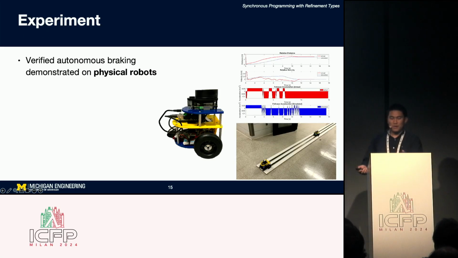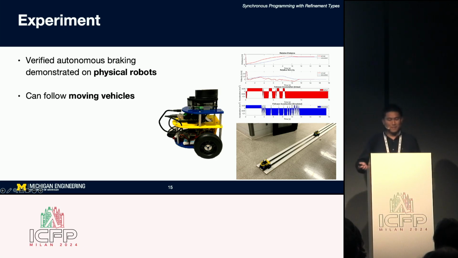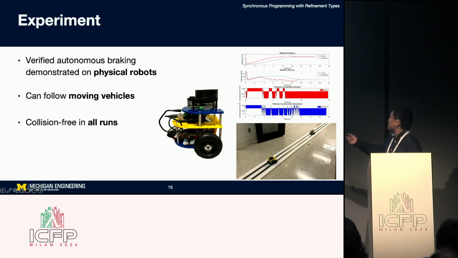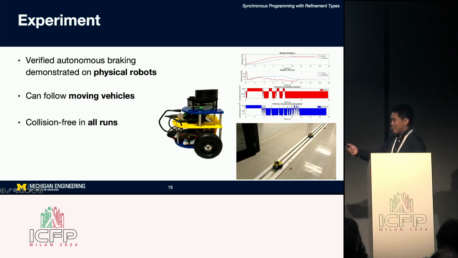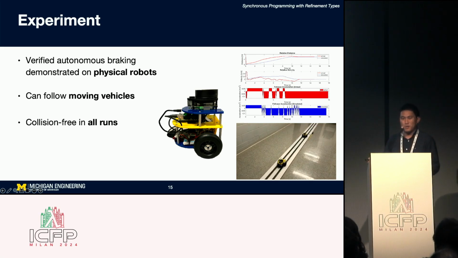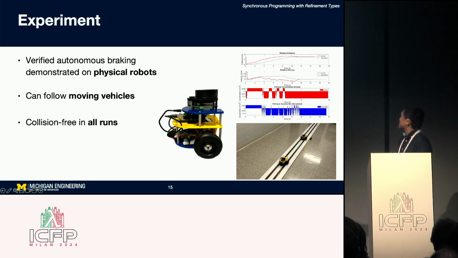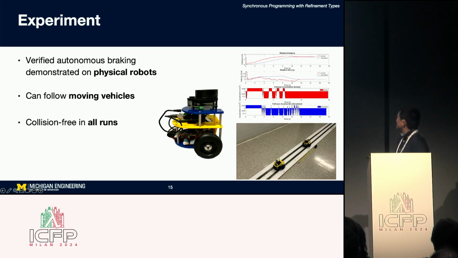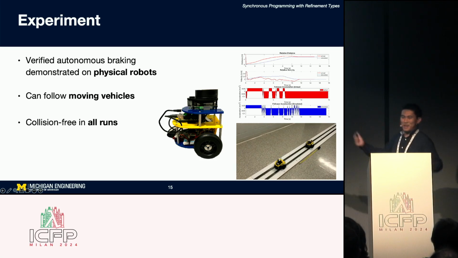In our experiment, we verified this autonomous braking controller, and then we've implemented this on an actual robot, such as this one right here. We note that in our experiments, we can actually follow moving vehicles in real time, and we've never had a single crash in any of our experiments. And here we've got a little video of one of these experiments running. You can see our robot behind us is running the verified code, and it's following this robot in front. As you can see, please stop. Hooray, no crash.